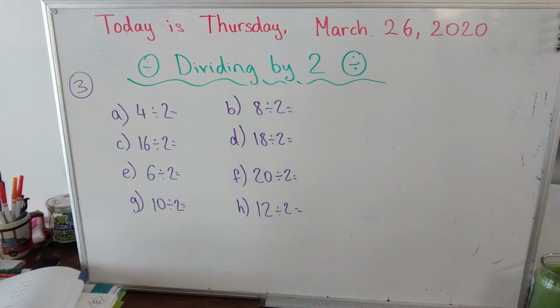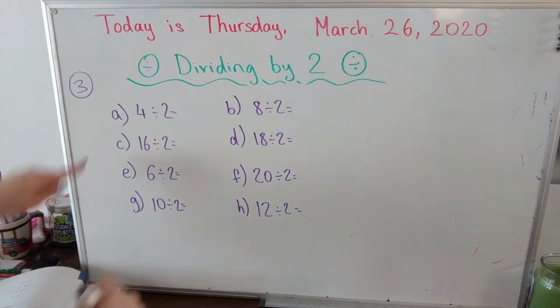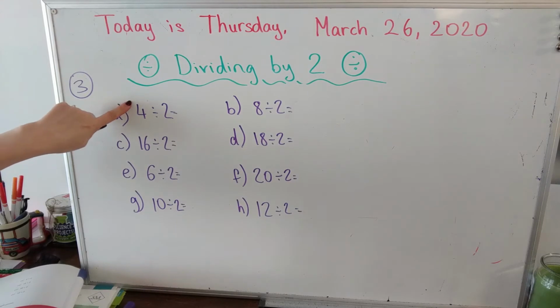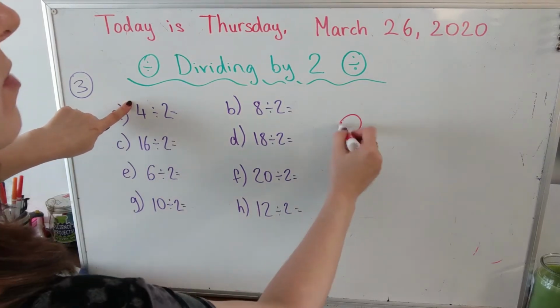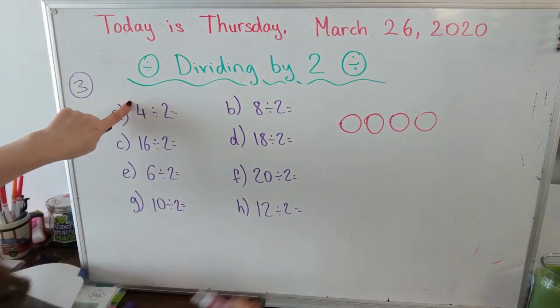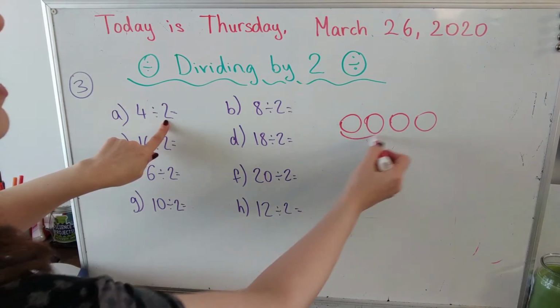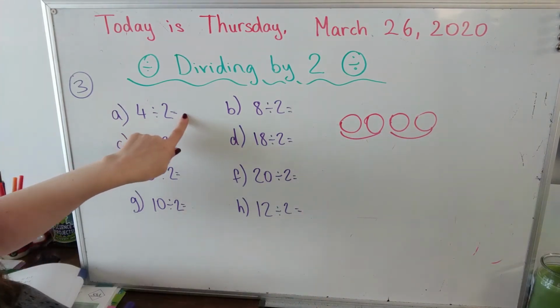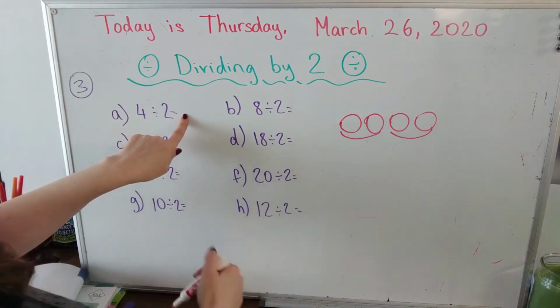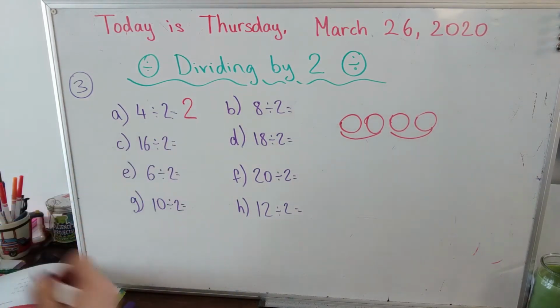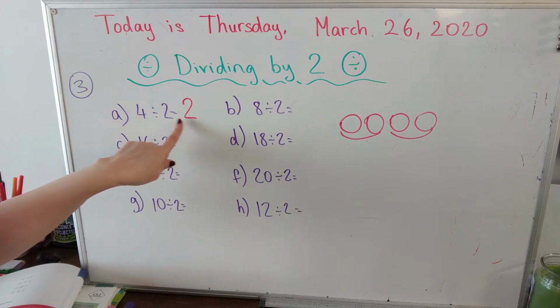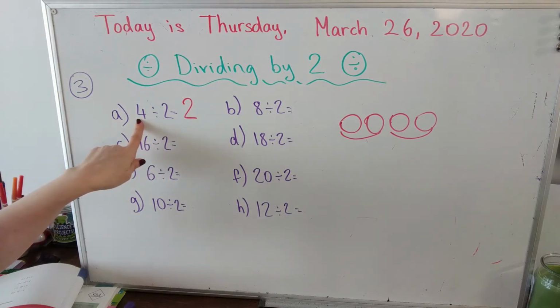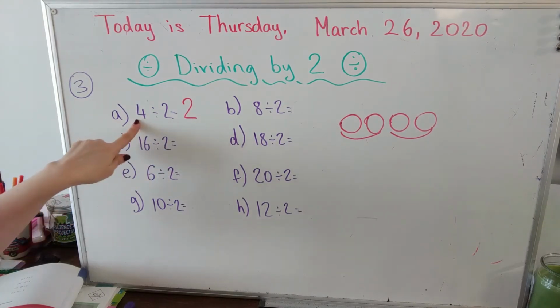For number 3, we're going to solve some division problems, okay? So let's look at letter A, 4 divided by 2. That means there are 4 counters, and we're going to divide them equally into 2 groups. How many are in each group? There are 2 in each group. You can also practice your multiplication by saying 2 times 2 is 4. You're looking at it going backwards.